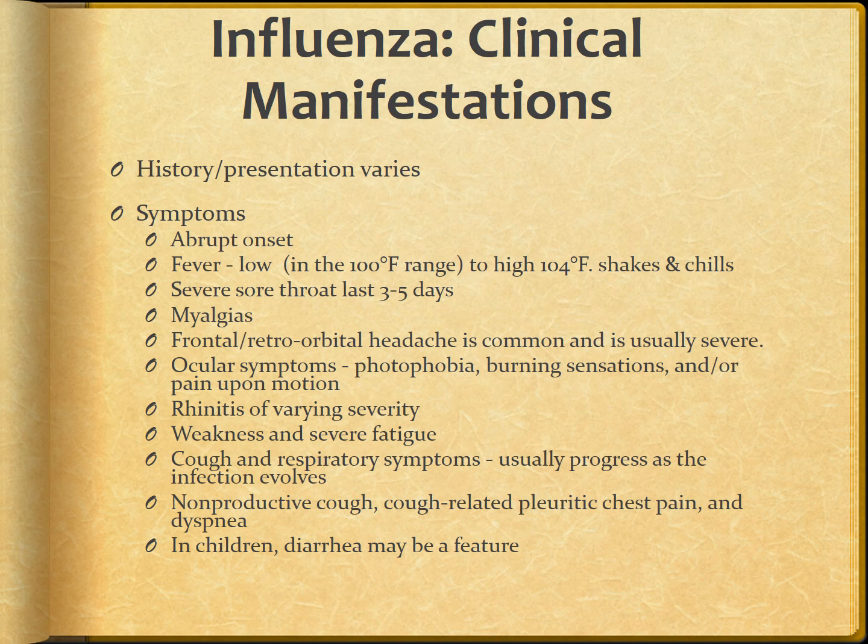So with influenza, the clinical manifestations, the symptoms that the patient presents with, could be an abrupt onset. The patient might tell you that they were at work and they suddenly felt feverish. They may have some chills, shakes, and the fever could be between 100 to 104, which is a high fever. They may have severe sore throats that last up to 3 to 5 days. With influenza, there's a lot of myalgia, so body ache. The patient would typically tell you that they have a lot of fatigue and body ache going on.